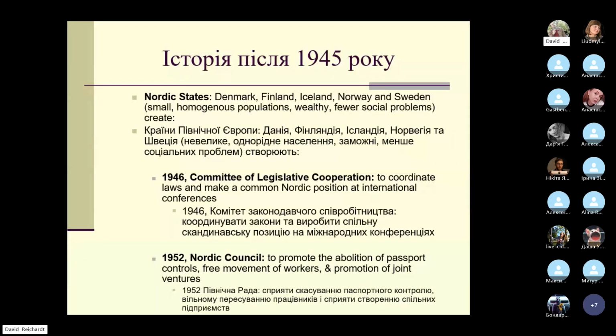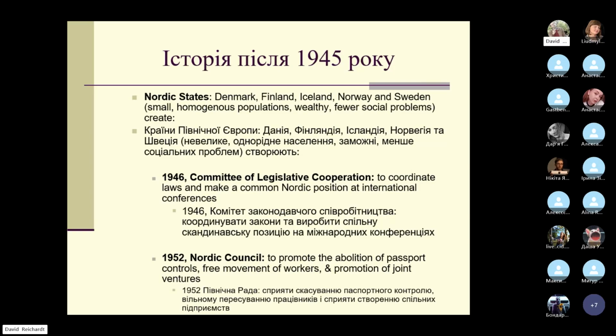What about the Nordic countries? Denmark, Finland, Iceland, Norway, Sweden. Well, you know, students, these are very small countries with population. They have very homogeneous population. That is, they don't have many minority groups. They're relatively wealthy countries, rich, and they have fewer social problems. Now, that changed today, right? Because a lot of immigrants go there. But certainly at this time, it was true.